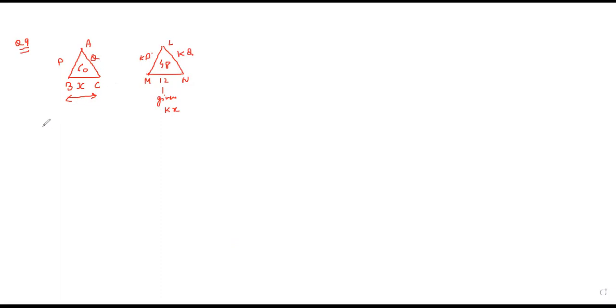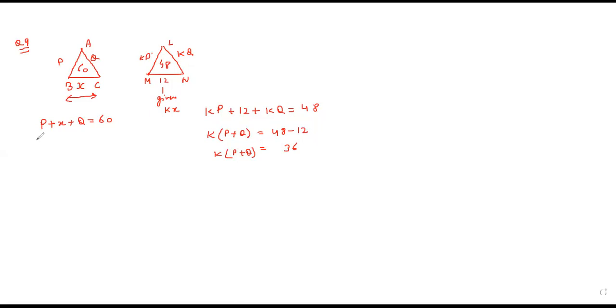So now the perimeter of this is P plus X plus Q. How much is this? 60. And the perimeter of this is KP plus 12 plus KQ, which is equal to 48. So from here, if I take K outside, P plus Q is equal to 48 minus 12, which is 36. So K times (P plus Q) is equal to 36.